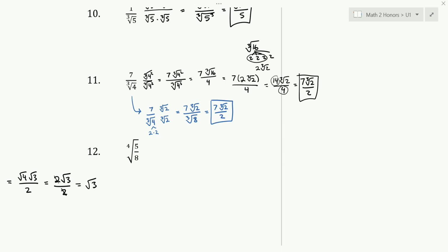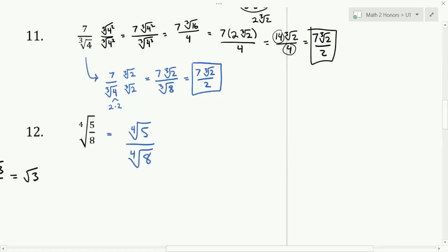So this one, it's not helpful to be in this form, because I can't reduce the 5 and the 8, so I'm going to rewrite it as the 4th root of 5 over the 4th root of 8. I have 1 8. I need 4 things. I could choose 3 more 8s. That's a lot of multiplying, though. 8 times 8 times 8. That's a lot of stuff.